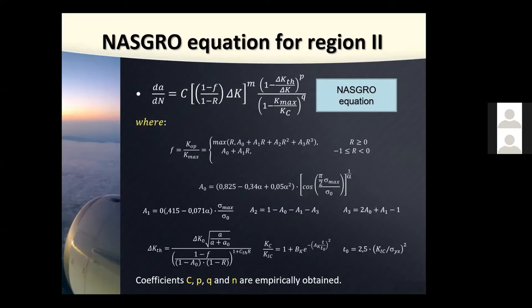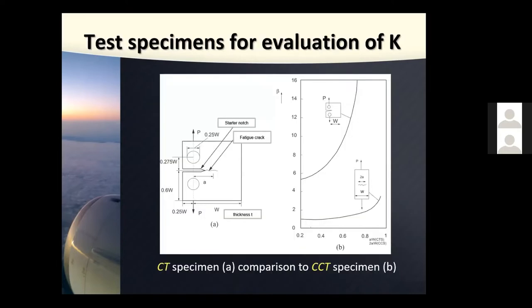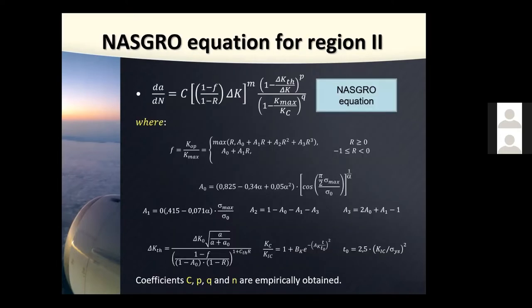And in order to find the relation between crack length and number of cycles, which we need for evaluation of fatigue life, we need to integrate the NASGRO equation. Good news is that researchers from NASA put all these coefficients in one software, which is called NASGRO software, and I'll talk about that later, in a couple of minutes.